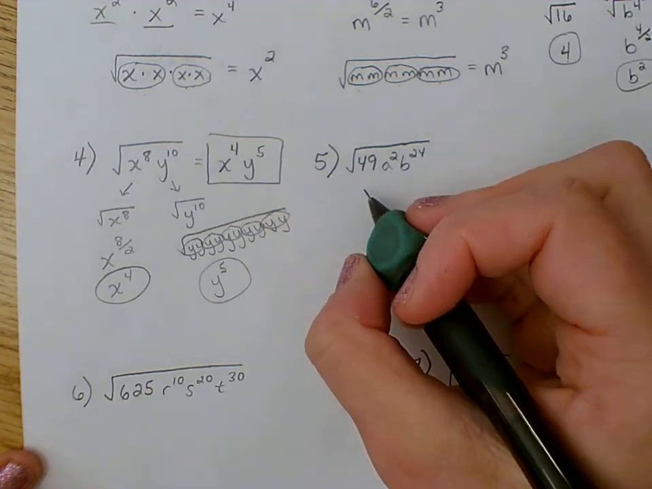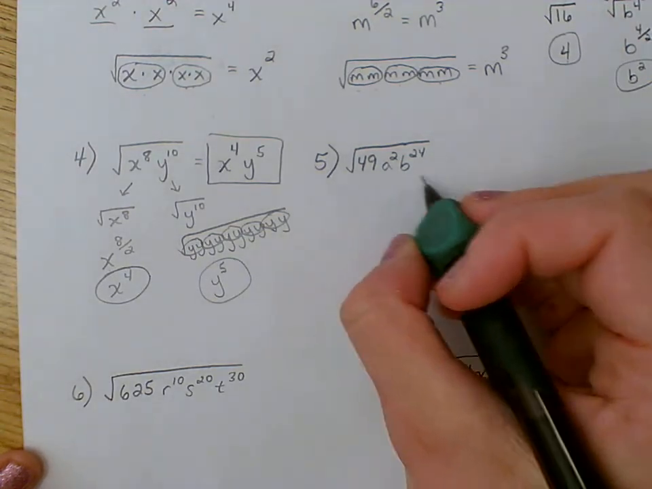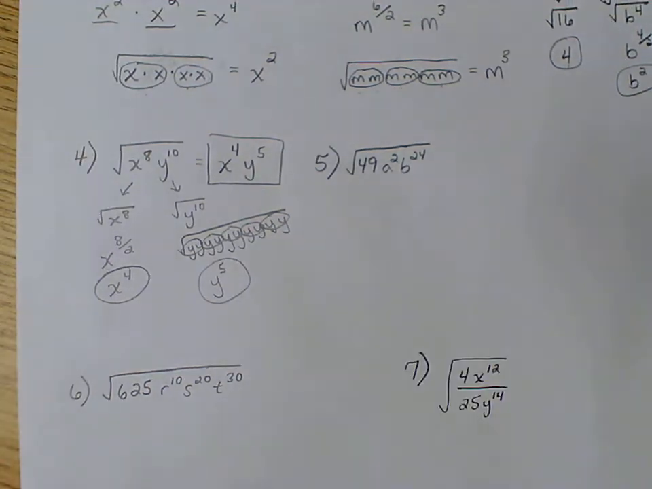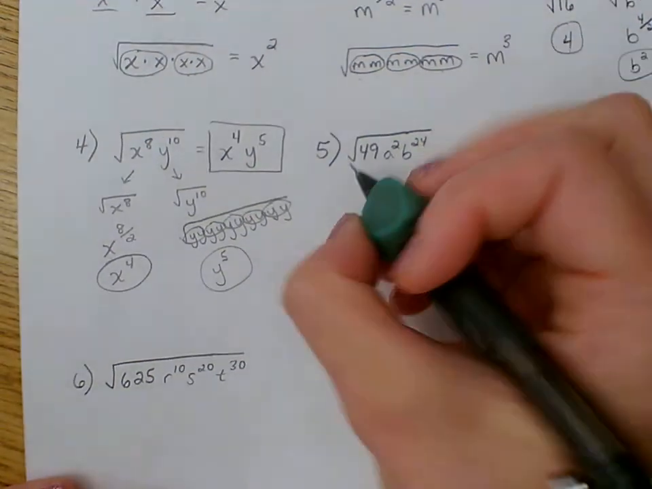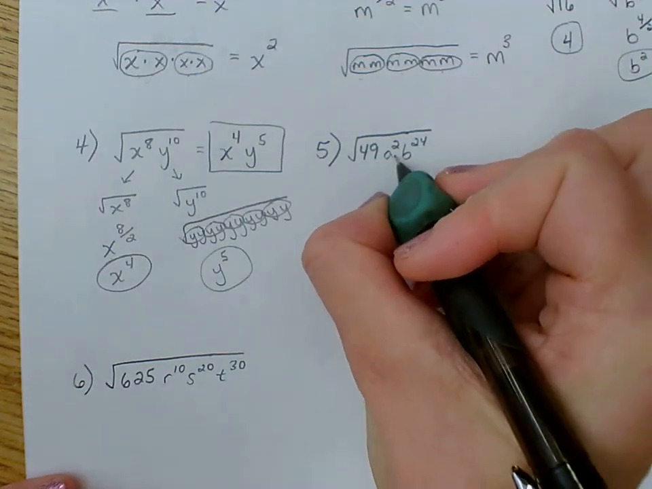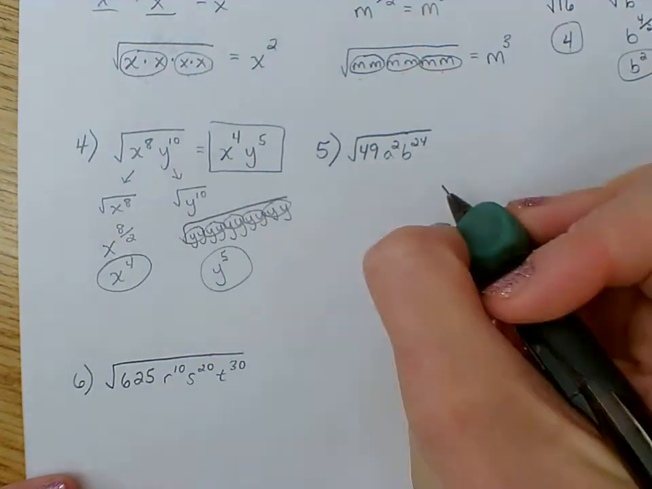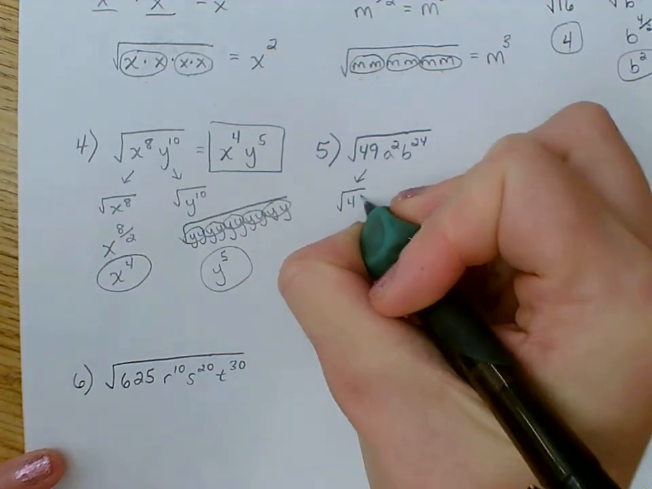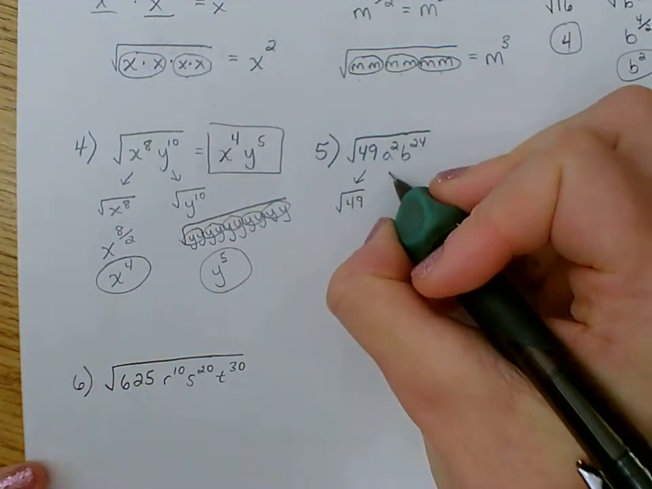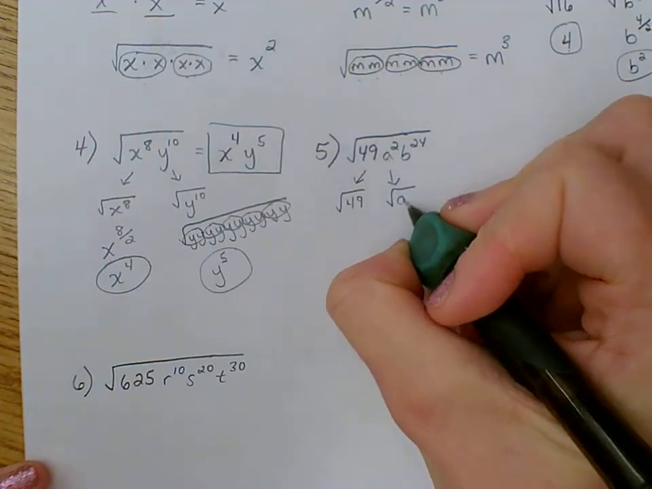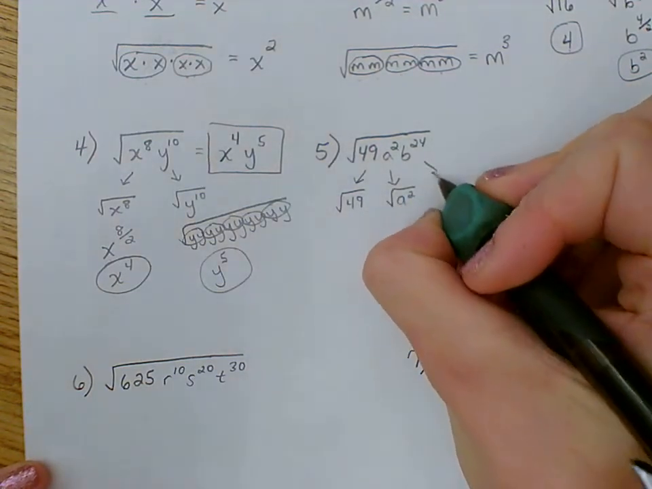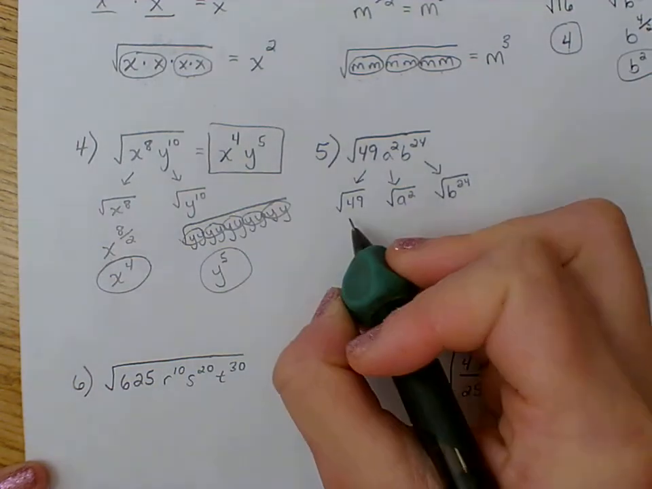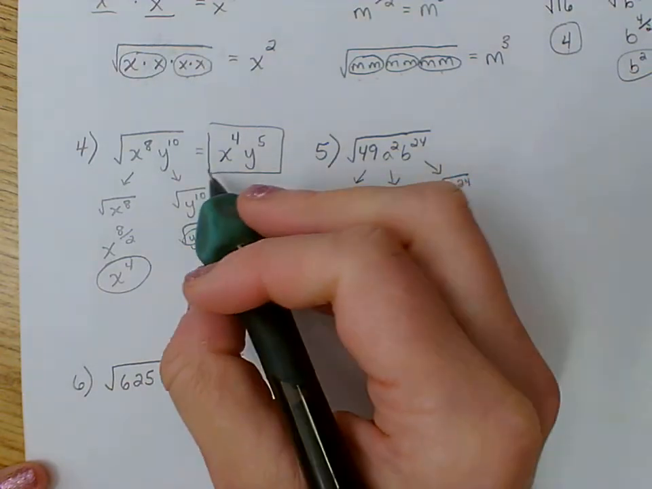Okay, so this next one, look at how many things are under the radical. That's how many different radicals you're going to split it up into. So like for this one, we have the 49, the a to the 2nd, and then the b to the 24th. So that means you have 3 different radicals that you will have to split it up into. So you got that part. You've got the square root of a to the 2nd, and then you have the square root of b to the 24th. Okay, so do each one separately, and then you just write it together at the end.